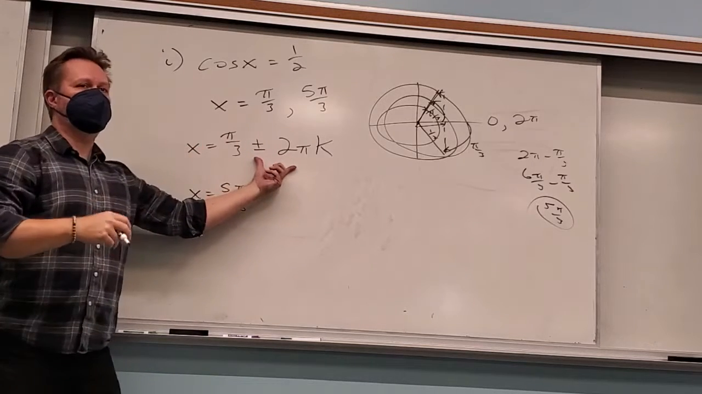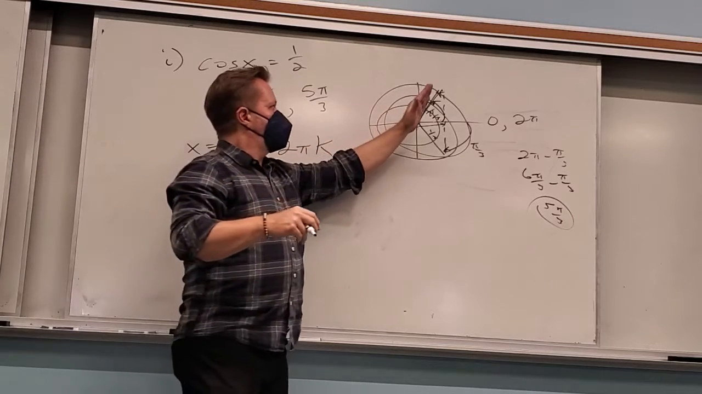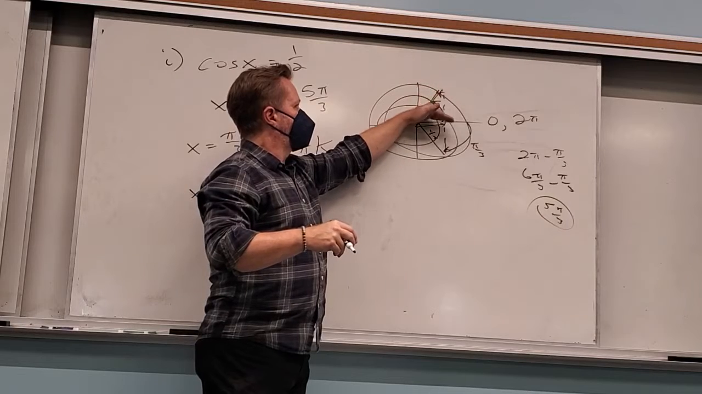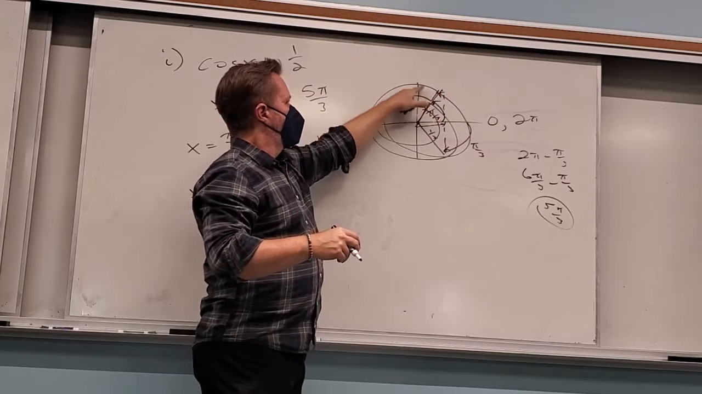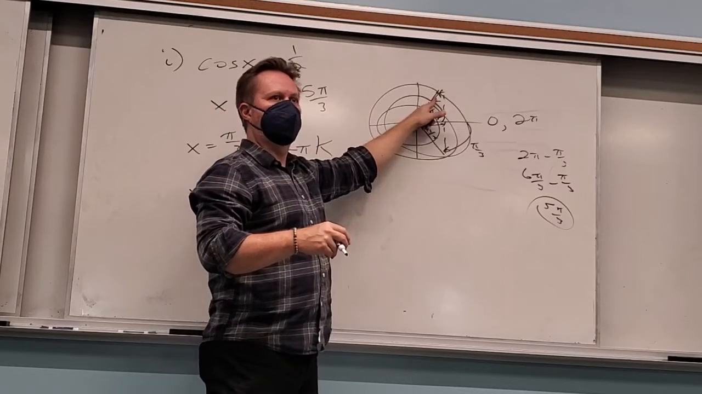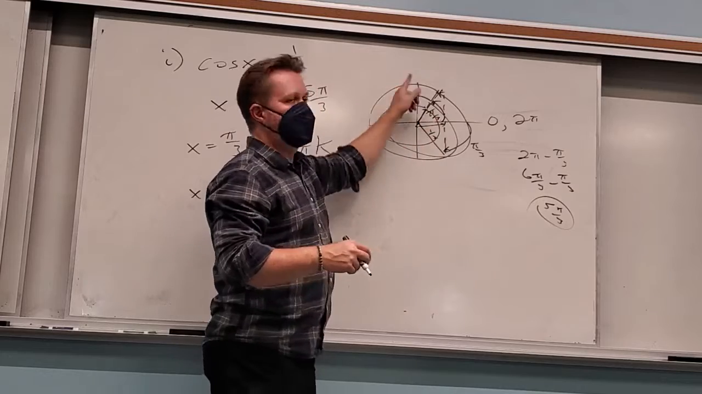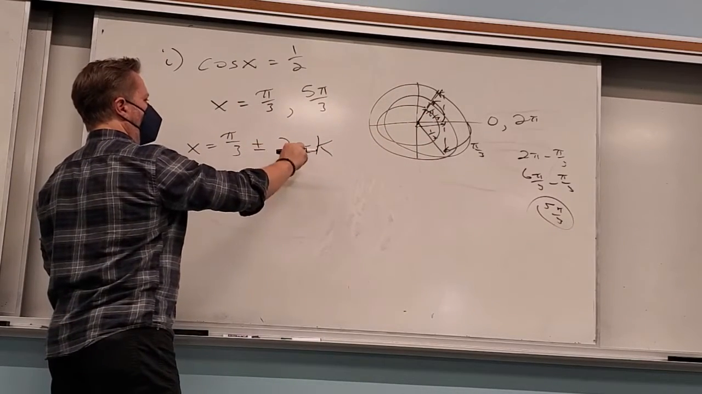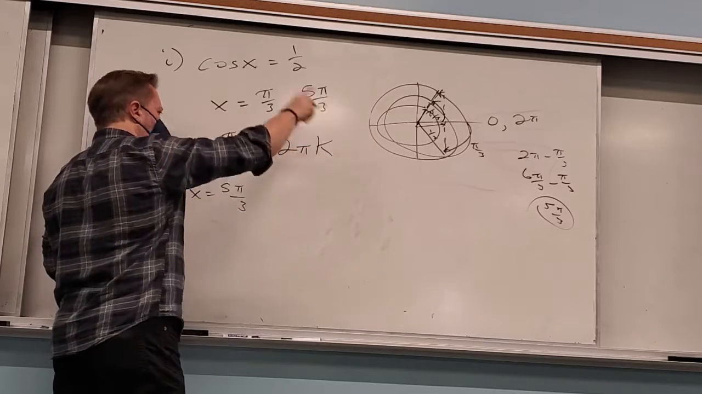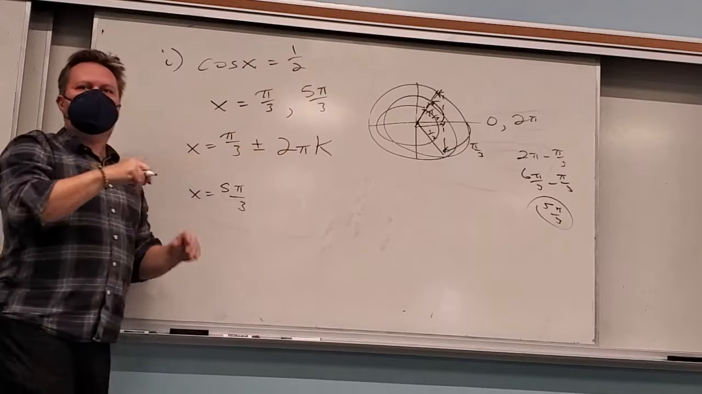I really want this to make sense. All this is saying is, I know the answer is here. How do I get here? I can turn pi over 3. I can turn another 2 pi after that. I can turn another 2 pi. Or I can turn back. This is all the same. Keep turning in the positive direction by a multiple of 2 pi, or go backwards, a multiple of 2 pi. That's all that says.